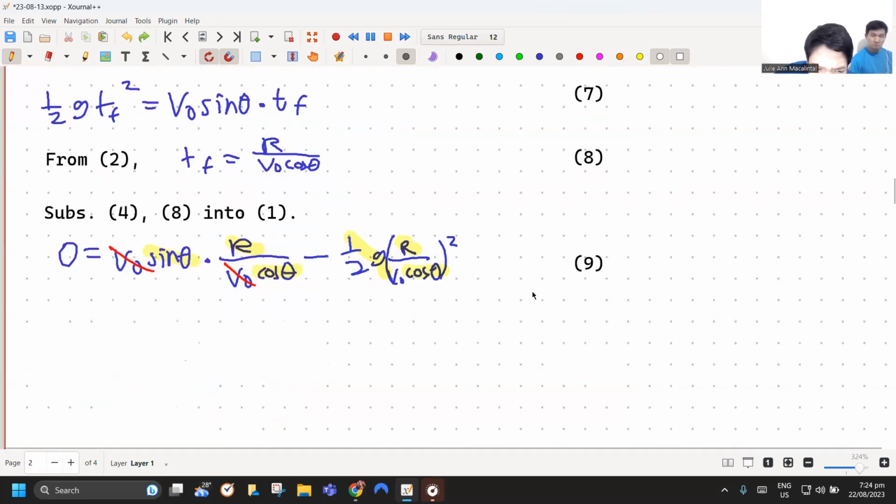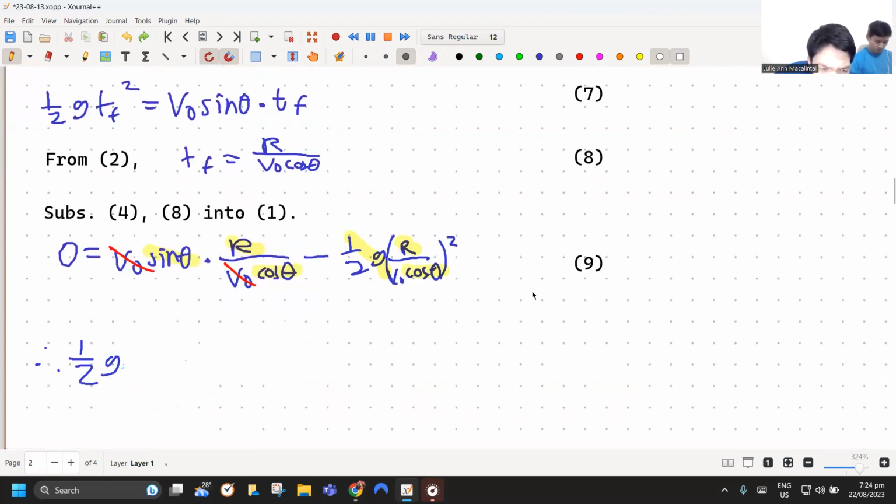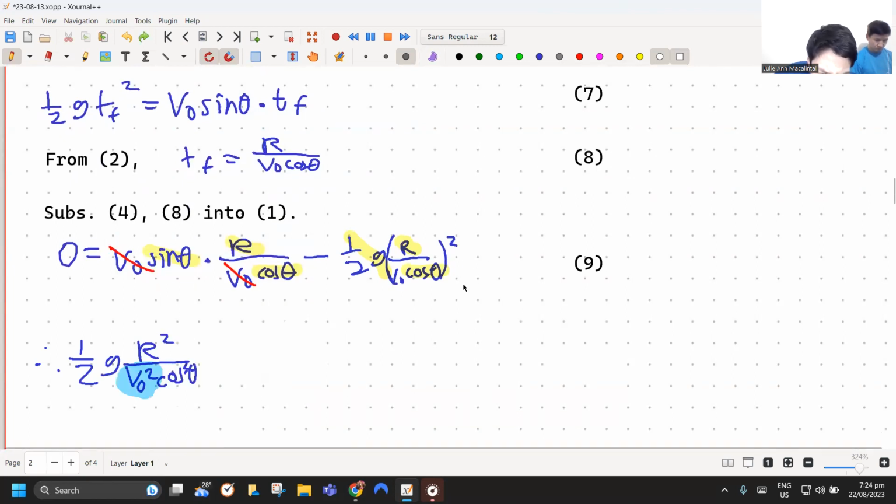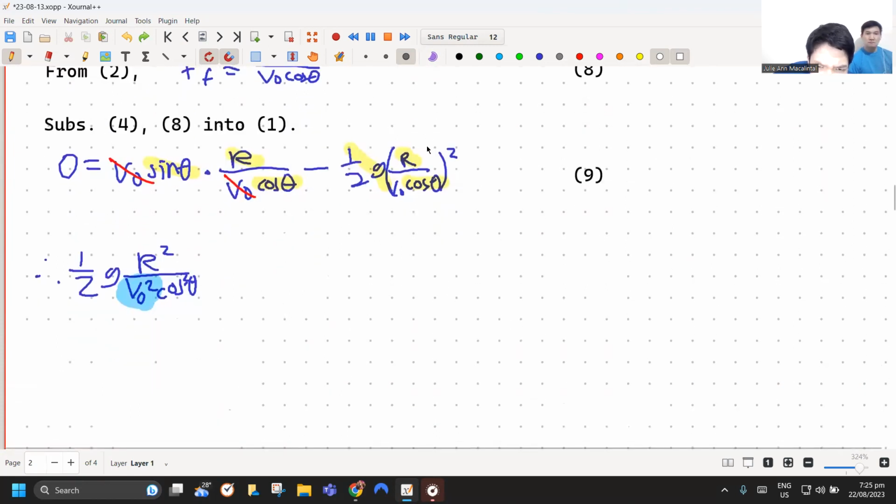This is equation 9. And then therefore 1/2 GR squared over V0 squared cosine squared theta, because we have expanded this. Because it's hard to work with parentheses, we just expand this. It's not very hard. So it's equal to R sine theta over cosine theta. Why? Because we already canceled this V0 and V0. So now this is one big expression. And then we move this onto the other side. So this is number 10.